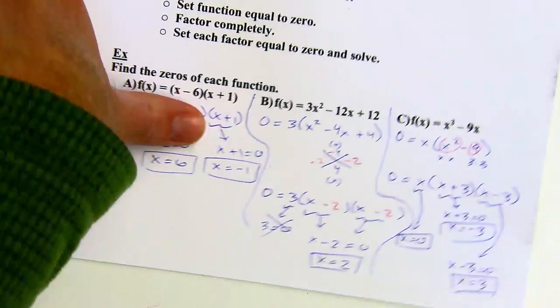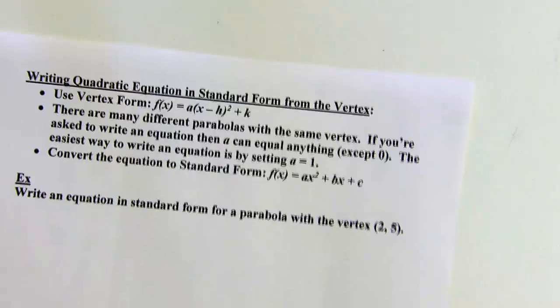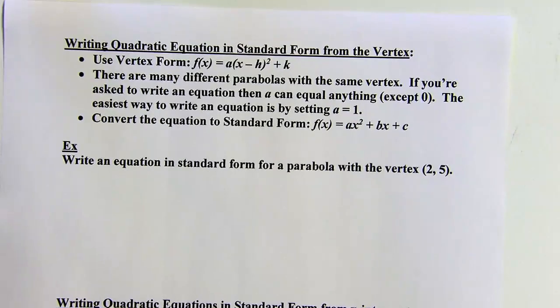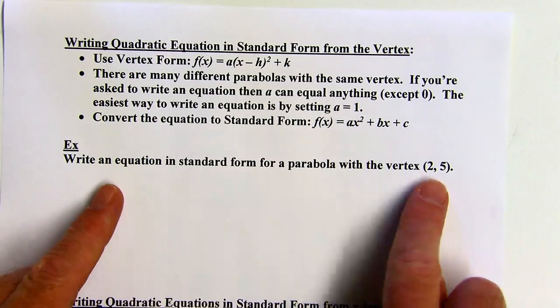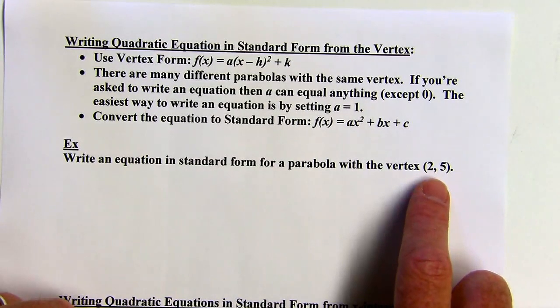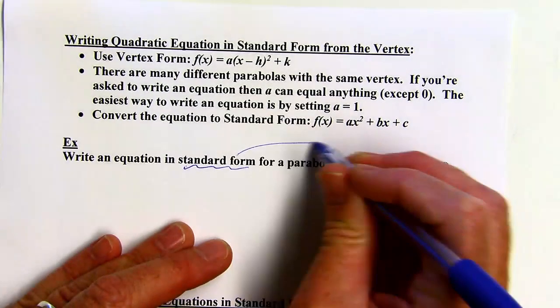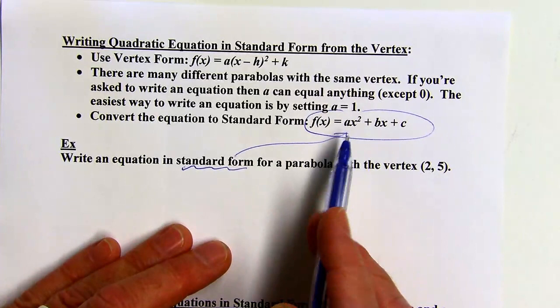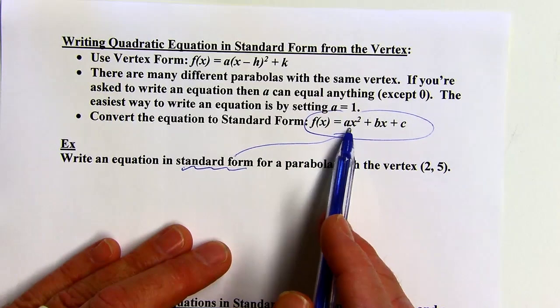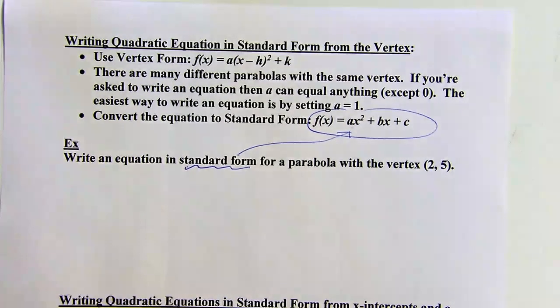All right, next page is going to be a little trickier. So here we're going to be writing a quadratic equation in standard form from the vertex. So if you look at this example, all we're given is the vertex, and we're going to write an equation in standard form. So standard form is this. You got to know what that looks like. So no parentheses, right? It's just y equals ax squared plus bx plus c. So maybe y equals 2x squared plus 3x plus 4 or something like that.